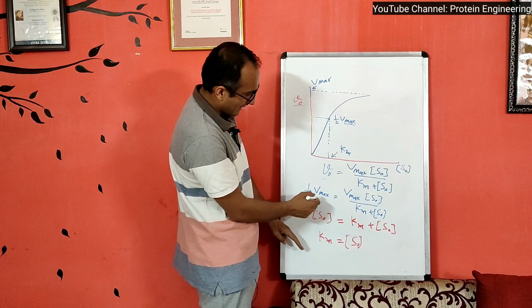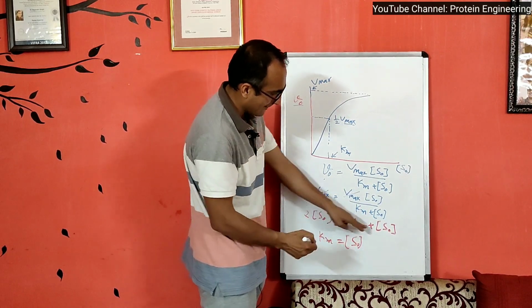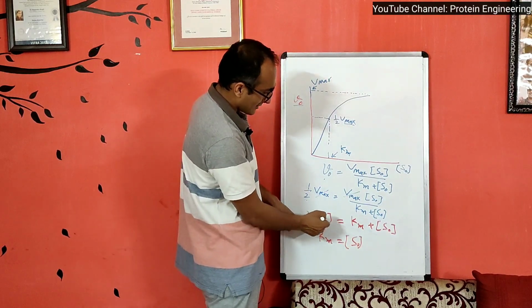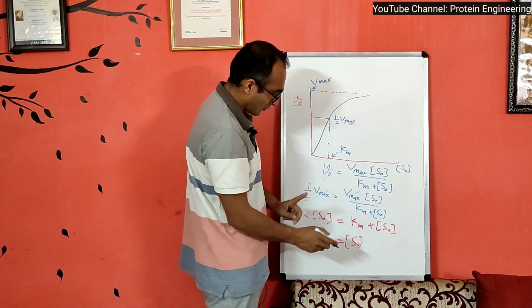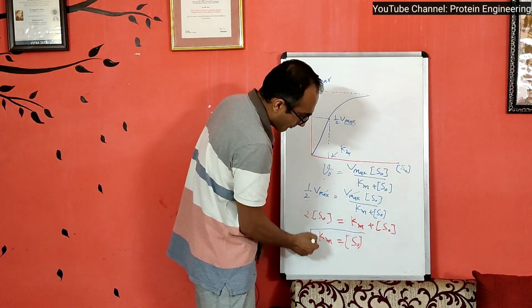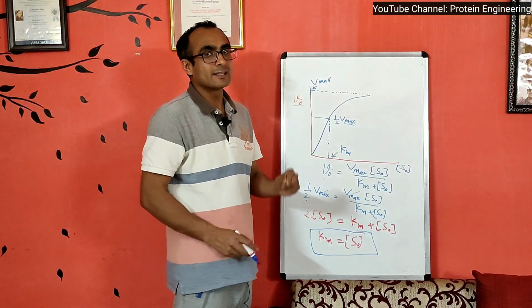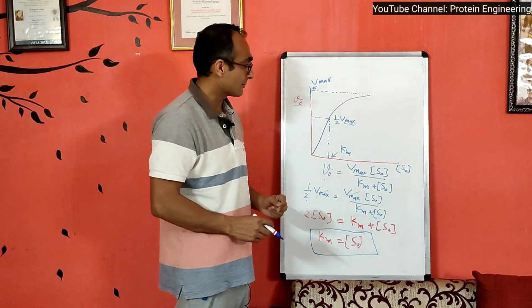So you can simplify this, Vmax can be cancelled out. So 2 S naught is equal to Km plus S naught. So 2 S naught minus S naught is equal to 1 S naught, which is equal to Km. So at half Vmax, the concentration of substrate gives the value of Km, which is the Michaelis constant.